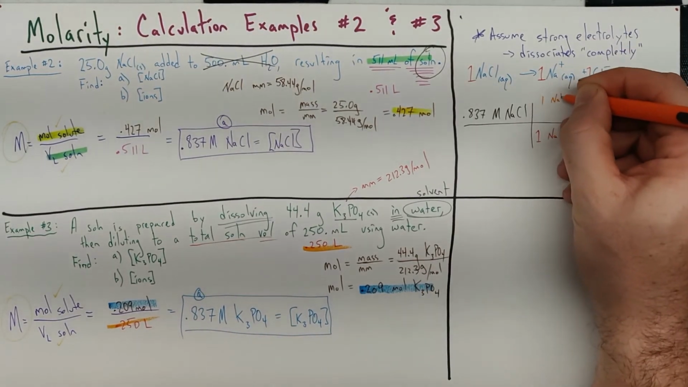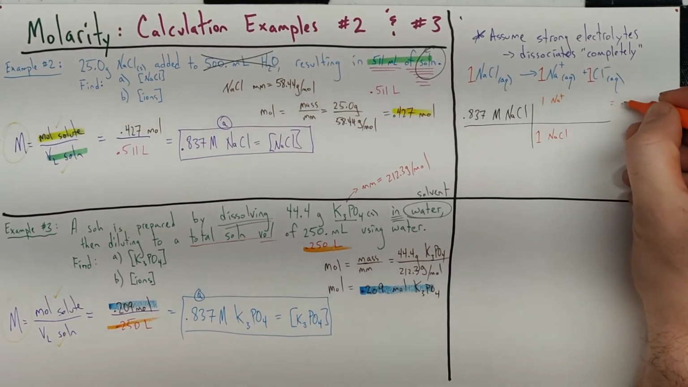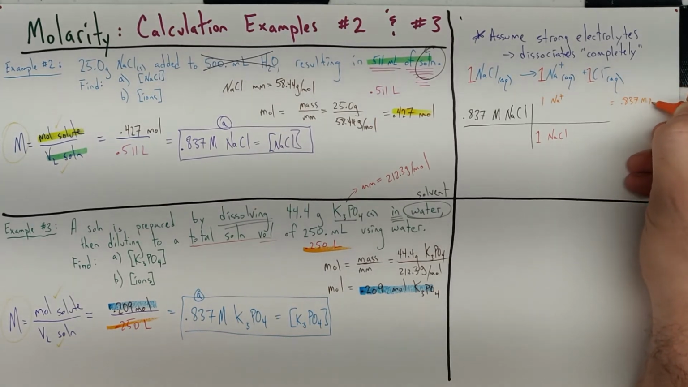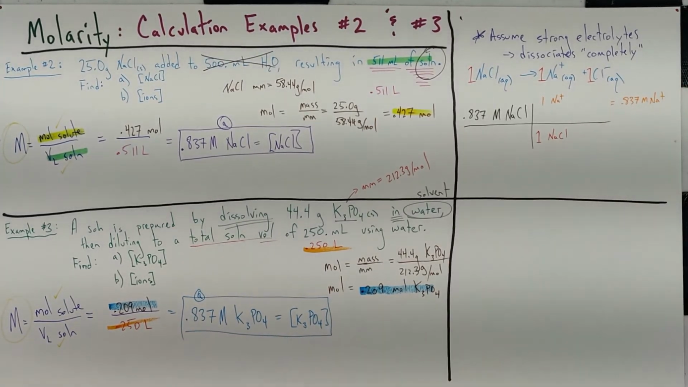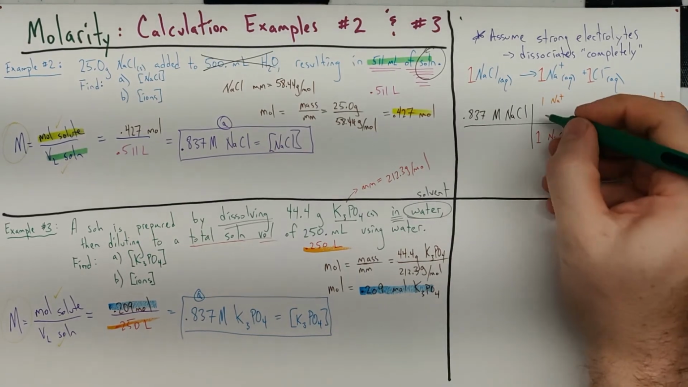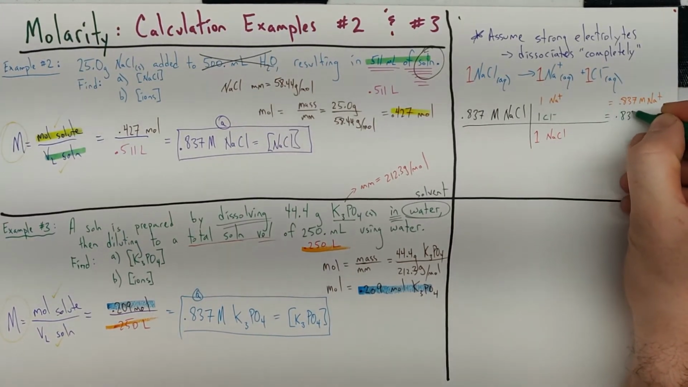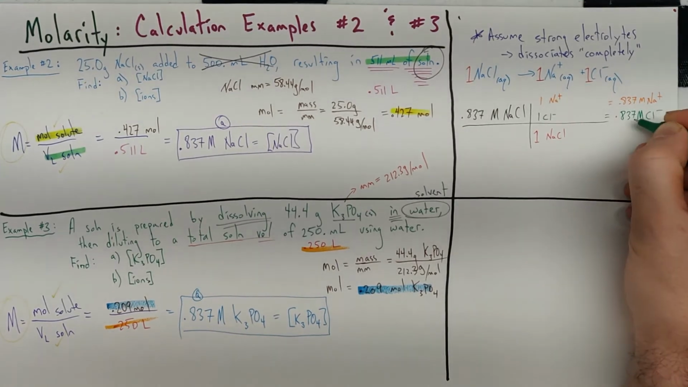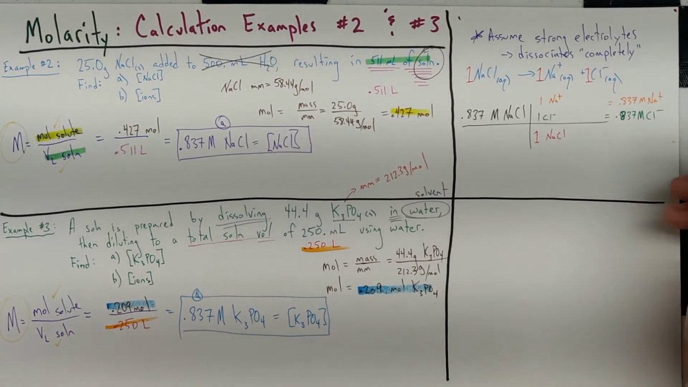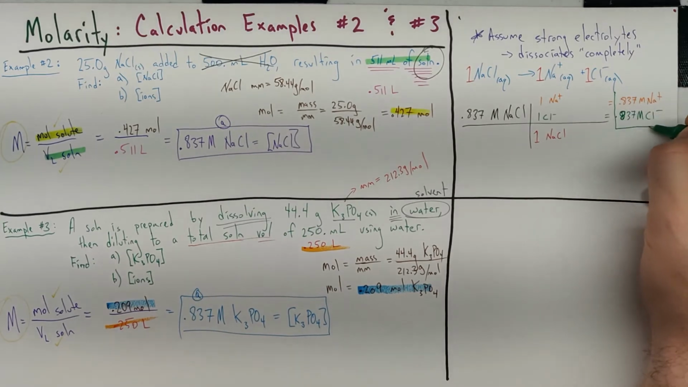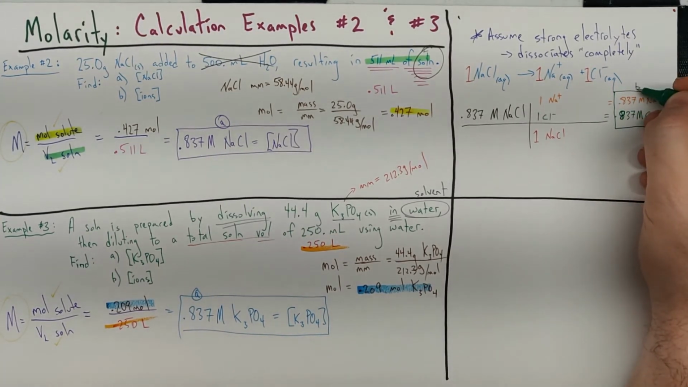One sodium ion, and then we end up with 0.837 molar sodium ions. And one chloride ion, and we end up with 0.837 molar chloride ions. And this is our answer to part B.